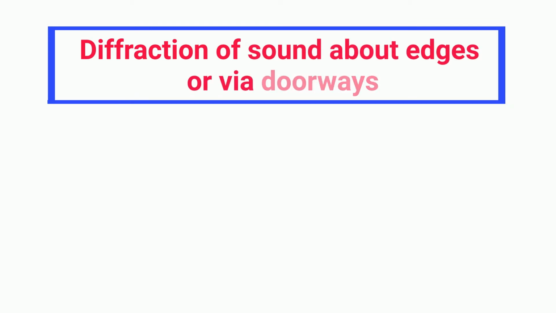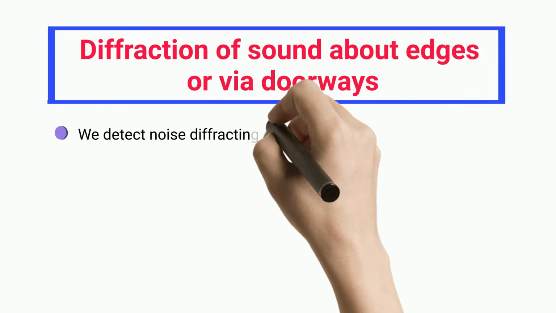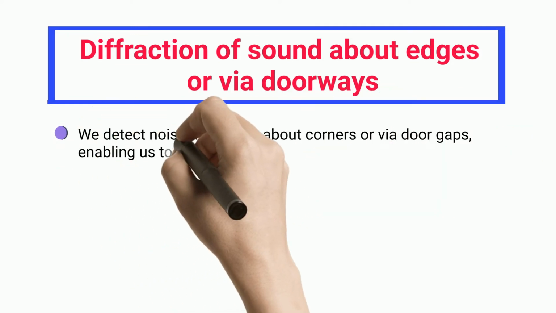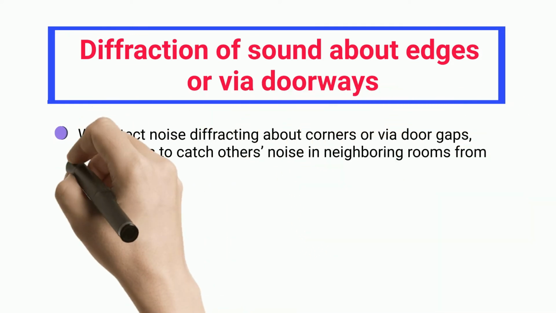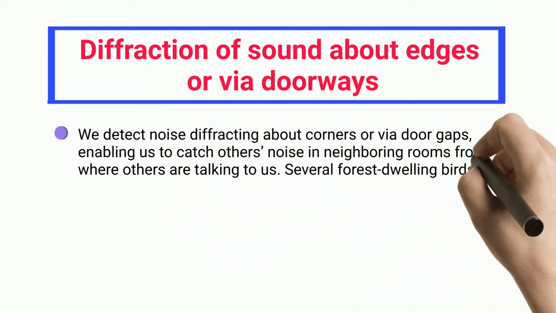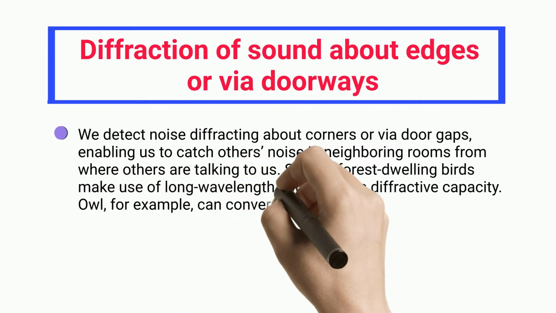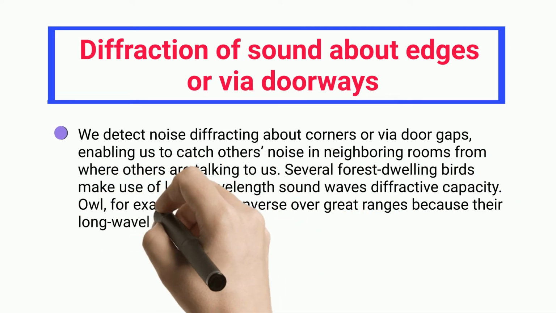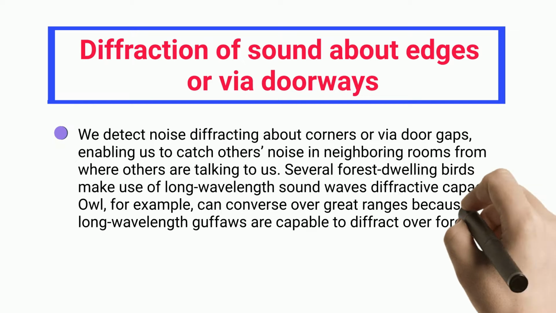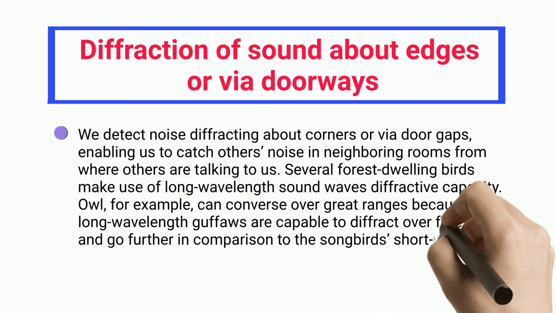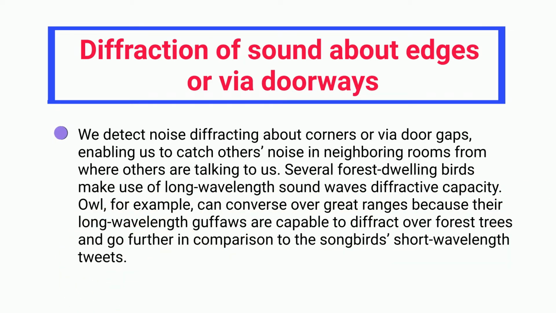Diffraction of sound about edges or via doorways. We detect noise diffracting about corners or via door gaps, enabling us to catch noise in neighboring rooms from where others are talking to us. Several forest-dwelling birds make use of long wavelength sound waves' diffractive capacity. Owls, for example, can communicate over great ranges because their long wavelength hoots are able to diffract over forest trees and go further in comparison to the songbirds' short wavelength tweets.